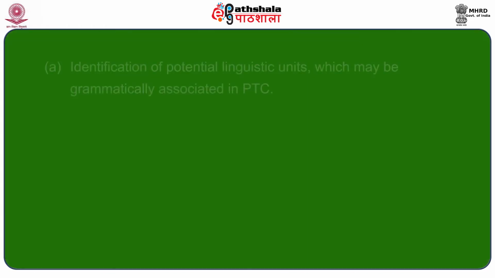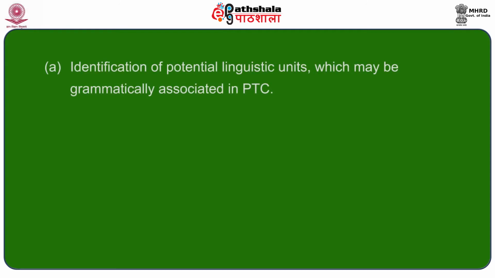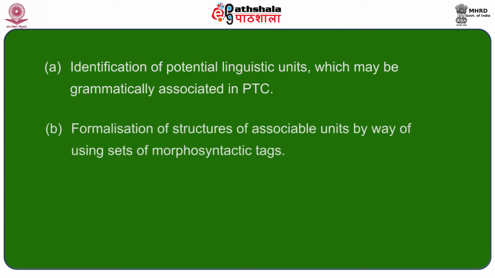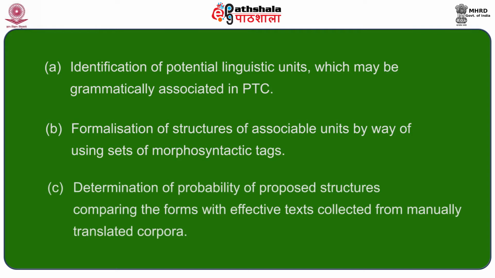Number one, identification of potential linguistic units which may be grammatically associated within a parallel translation corpus. Number two, formalization of structures of associable units by using morphosyntactic tags. Number three, determination of probability of proposed structures by comparing the forms with effective texts collected from a manually translated corpus.